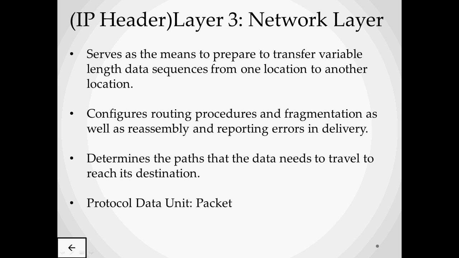Layer 3, the network layer, serves as the means to prepare to transfer variable length data sequences from one location to another location. The network layer also configures routing procedures and fragmentation, as well as reassembly and reporting errors in delivery. This layer determines the paths that the data needs to travel to reach its destination. The PDU on the network layer is a packet.